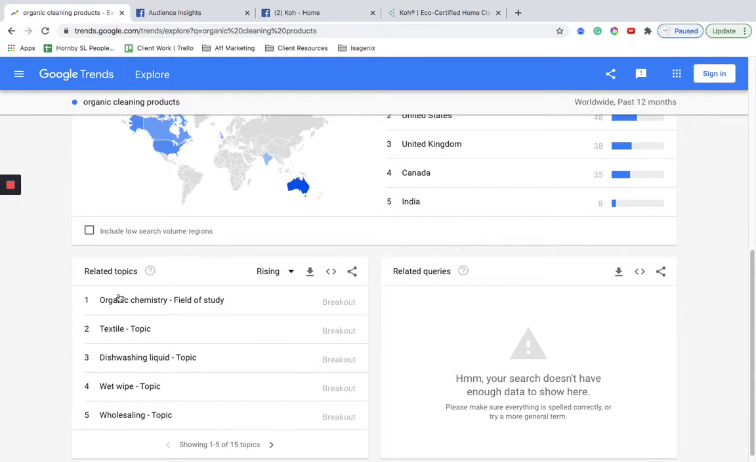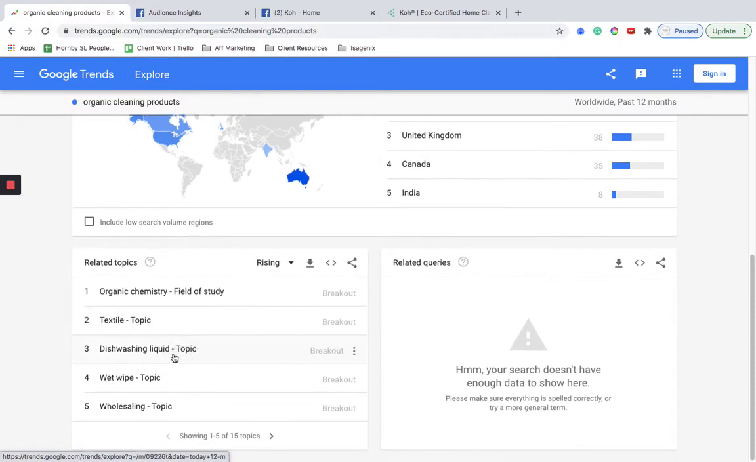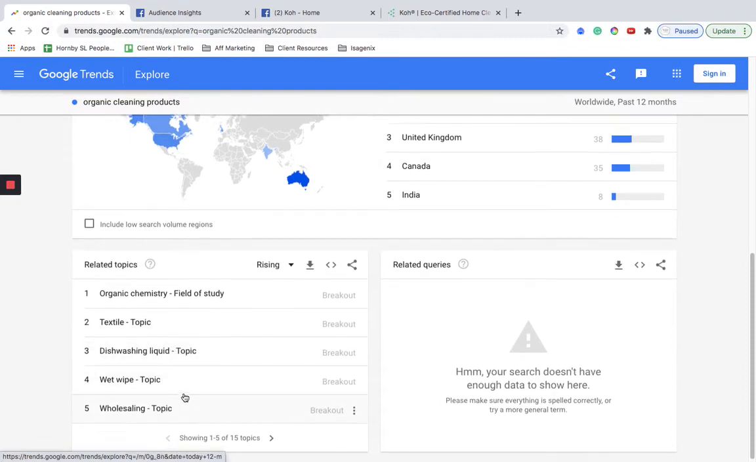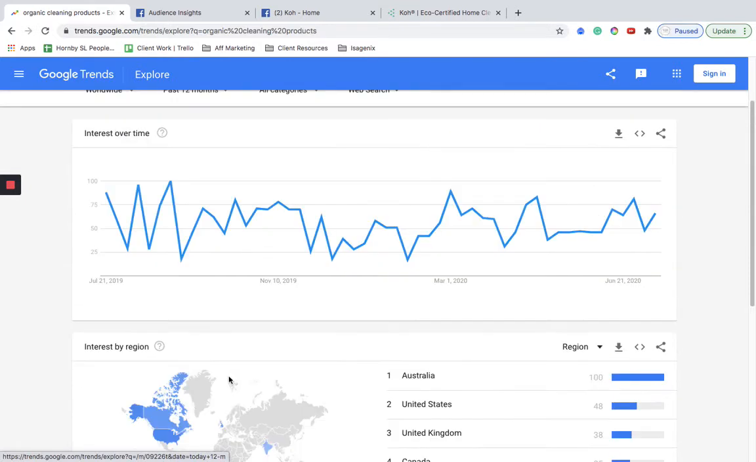Scrolling down the screen, it also gives you some related topics that people are searching for or that are related to the topic that you're searching for. And they're called breakouts because they're things that are trending. So what we've got here is organic chemistry, textile, dishwashing liquid, wet wipes, wholesaling. So there's a lot of different things people are looking at.